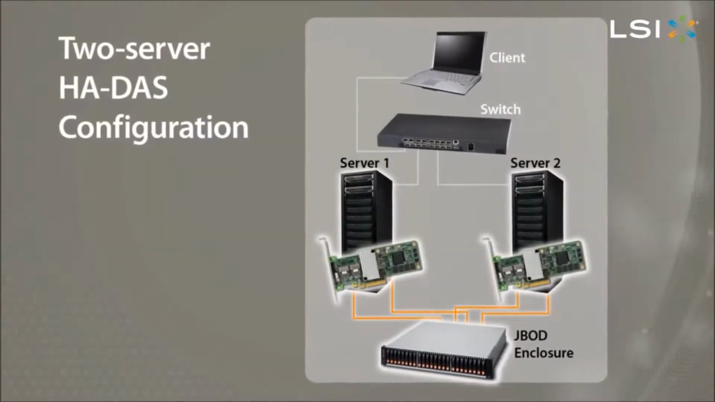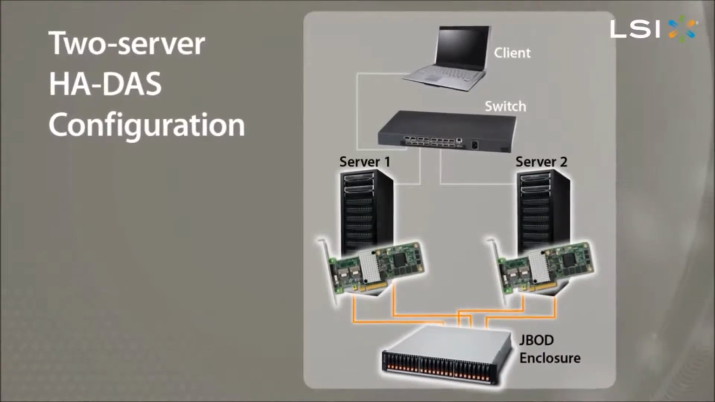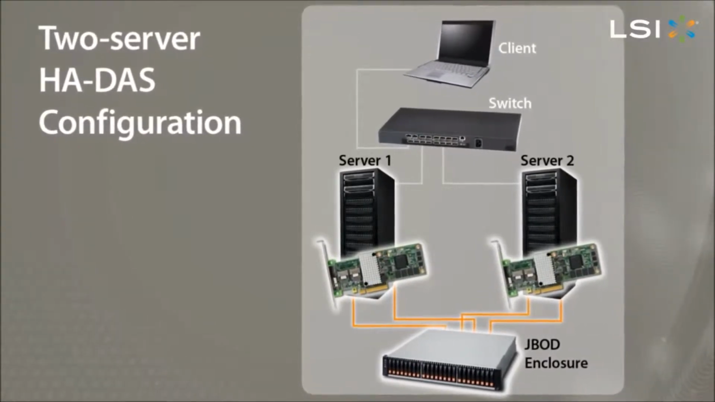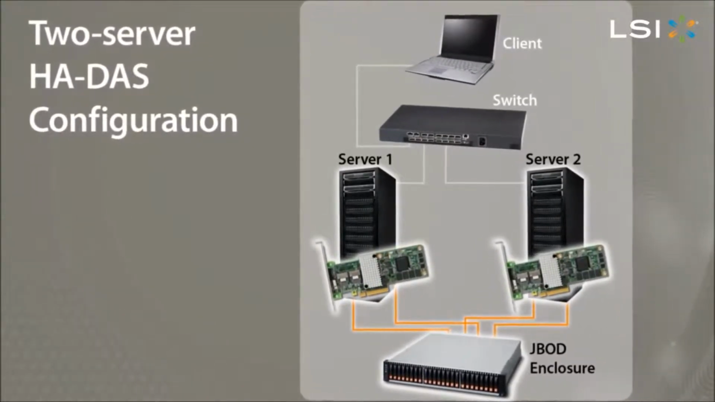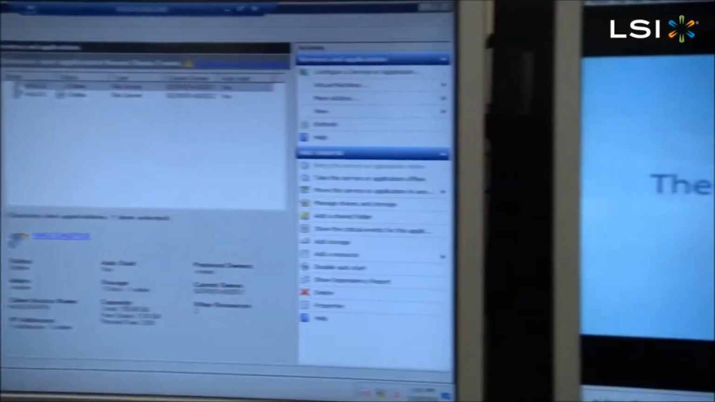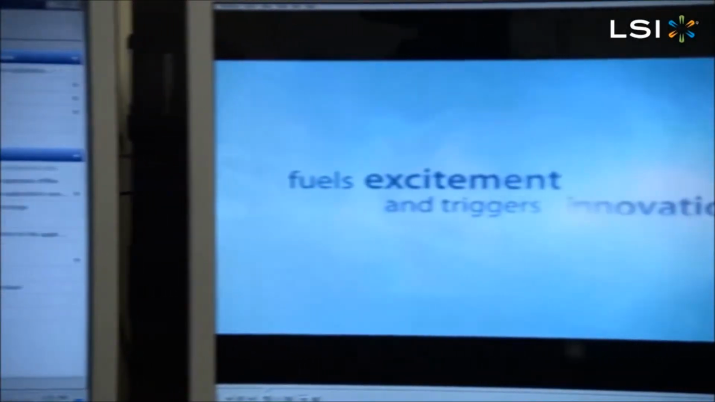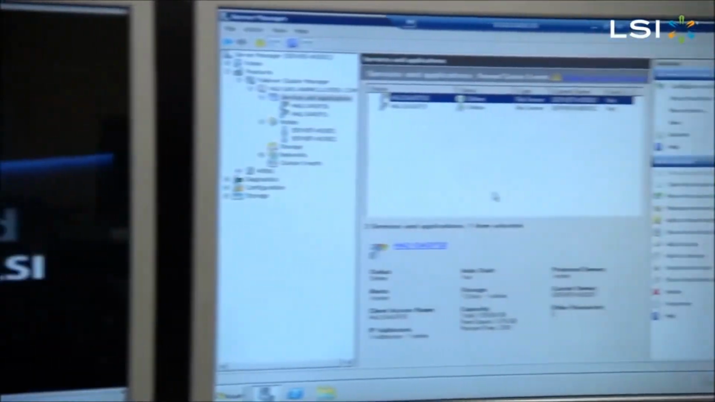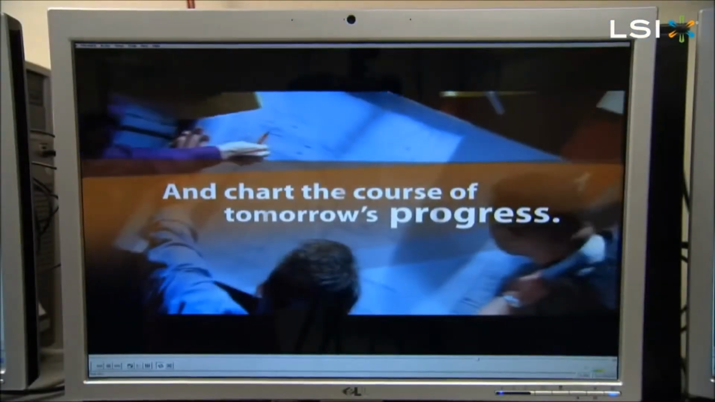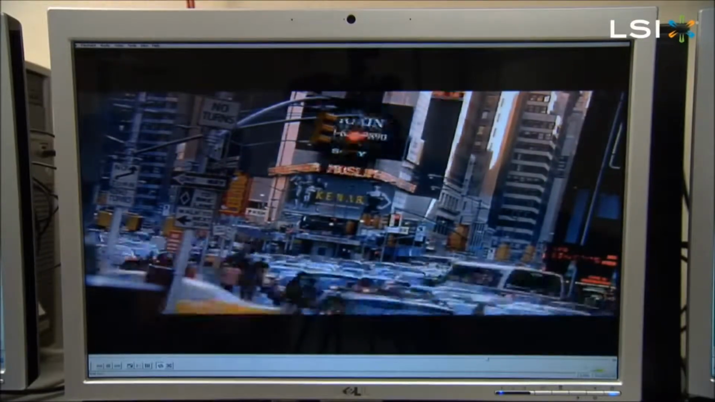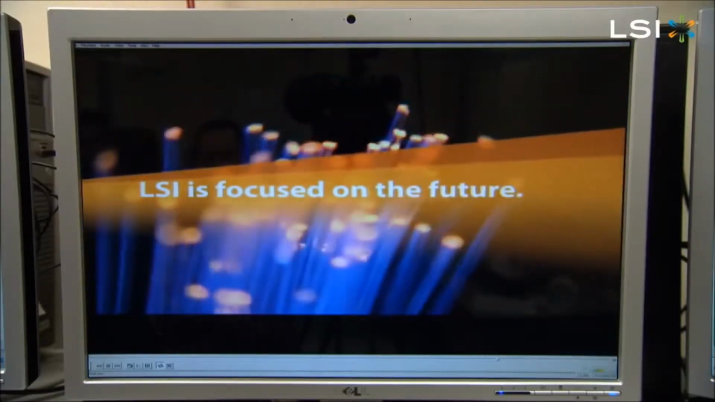This allows each server access to all of the drives in the JBOD while also allowing the HA controllers to communicate with each other. With the Microsoft Windows clustering software running, Server 1 and Server 2 are each supplying the client with a separate application, in this case a video, each one sourcing different drives in the JBOD.